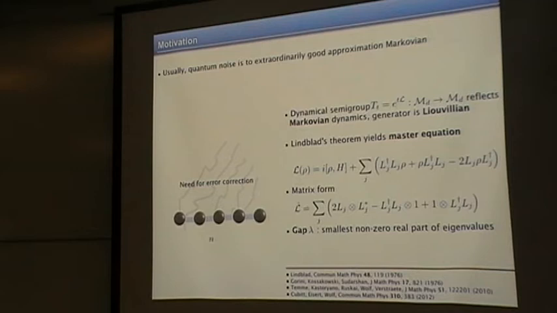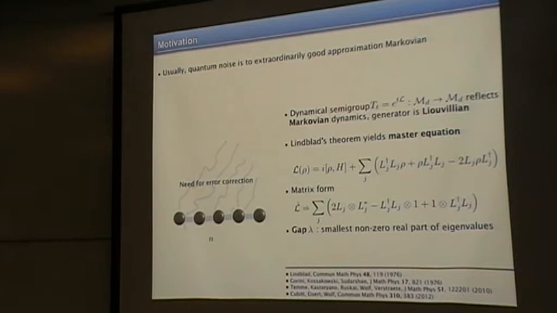So if you go to the matrix form, I then think of quantum states as elements of a vector space. You just have big vectors, and then the whole master equation is applying a big matrix to a big vector, which is the density operator, and then the Liouvillian takes this matrix form. And there's this gap here, which is the smallest non-zero real part of the eigenvalues of this operator, which to a large extent governs the speed at which things are happening in the system, as we will see in a second.